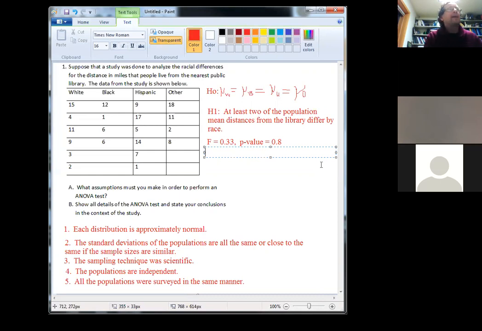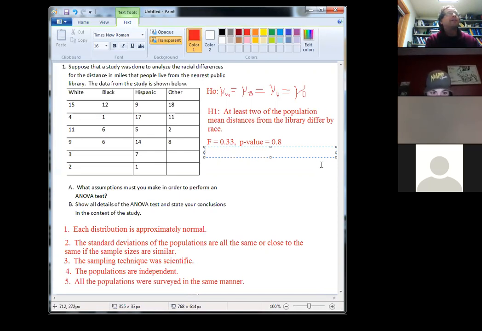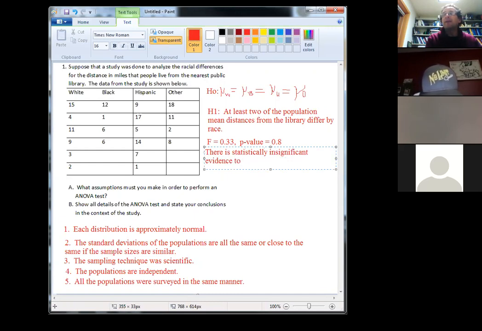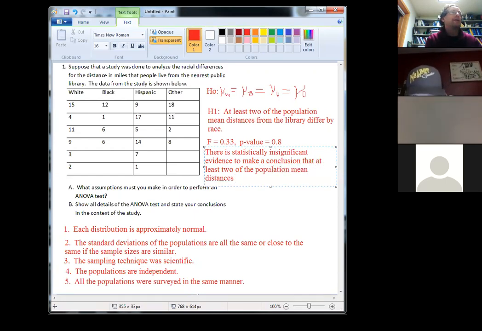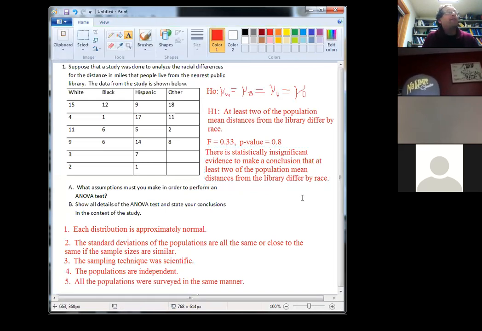All right, so let's take a look. You have the right idea, but I want to remind you what you do when you have a large p-value. You got the beginning: I like to write statistically insignificant evidence to make a conclusion that, and then all you have to do is restate H1. We have it in words: that at least 2 of the population mean distances from the library differ by race. Since we have H1 already written down, it's very easy when it's written in words. You just rewrite it and say that we don't have evidence to say that. And that's how you make your conclusion.